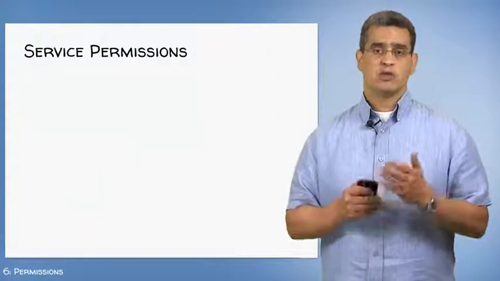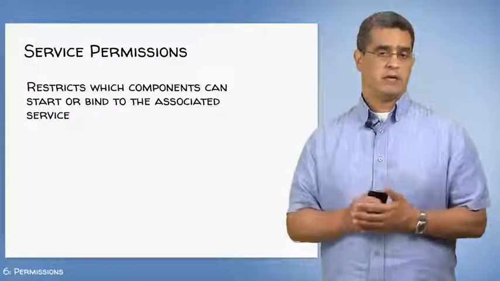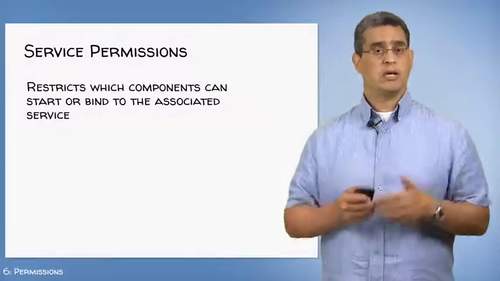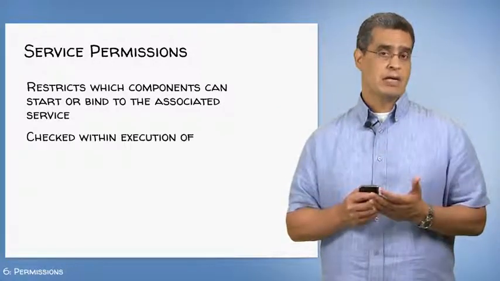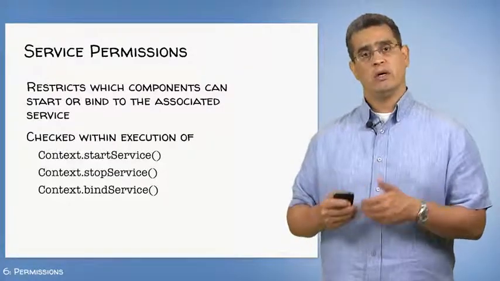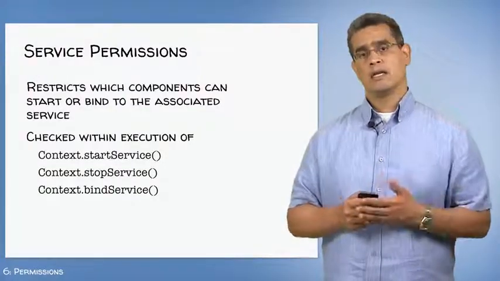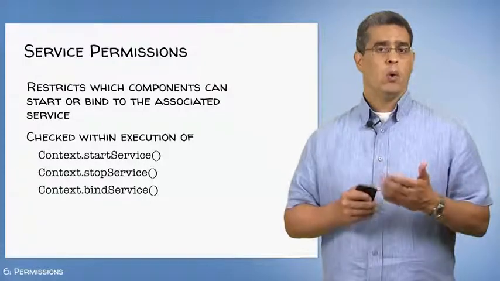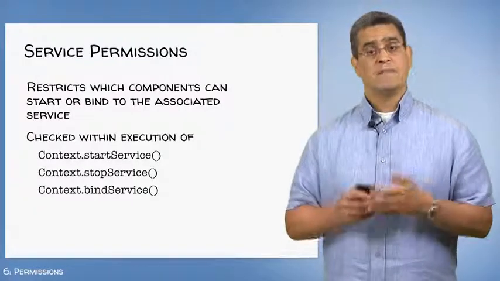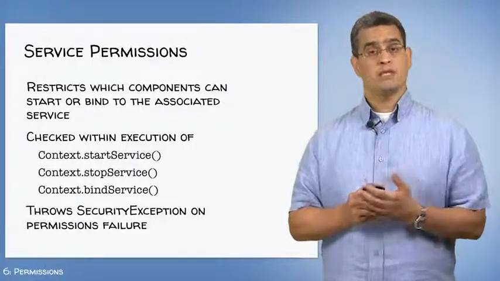Service permissions restrict which components can start or bind to an associated service. Now, we haven't talked about services much yet, so I'll just mention that these permissions are checked when requests are made to start, stop, or connect to services using methods such as Context.startService, Context.stopService, or Context.bindService. And just as with activities, Android will throw a security exception if required permissions are missing.